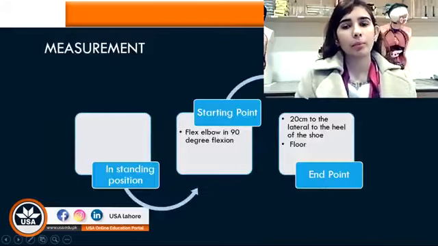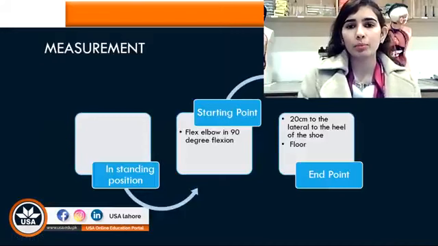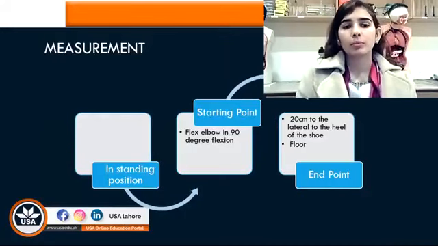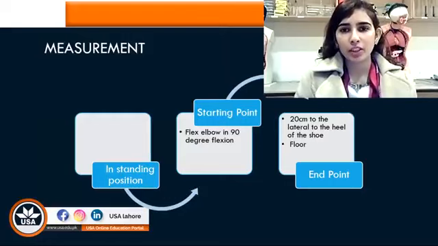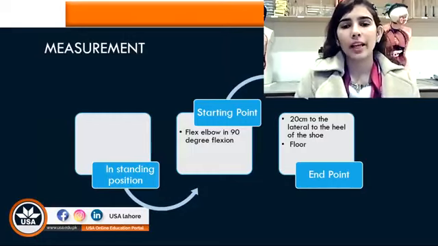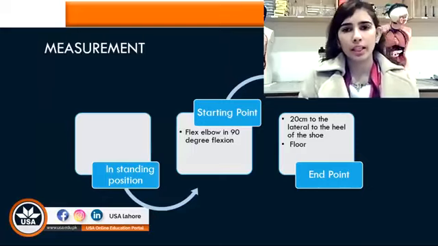Then how will we take measurements for the gutter crutch? Again, the position would be standing of the patient, and now we will take measurements with 90-degree flexion of the elbow, and from the elbow we will have the end point at 20 centimeters to the floor, lateral to the heel of the patient.